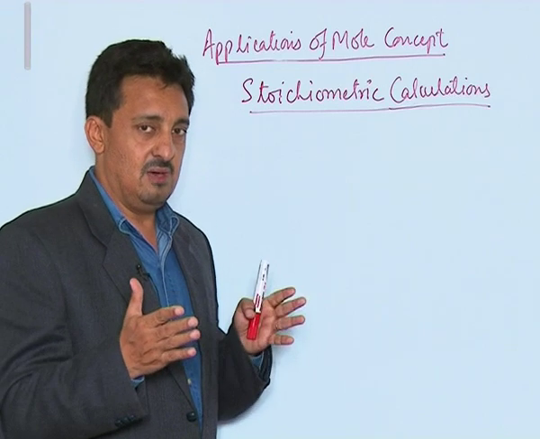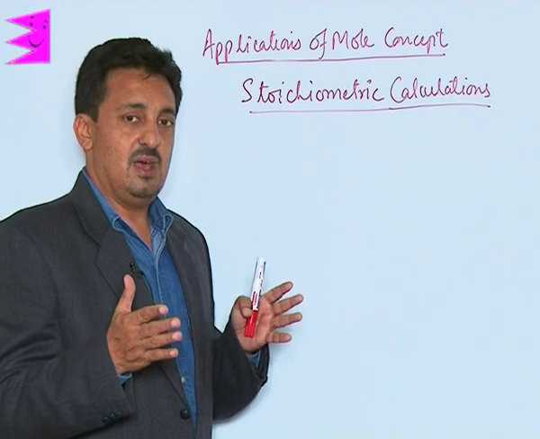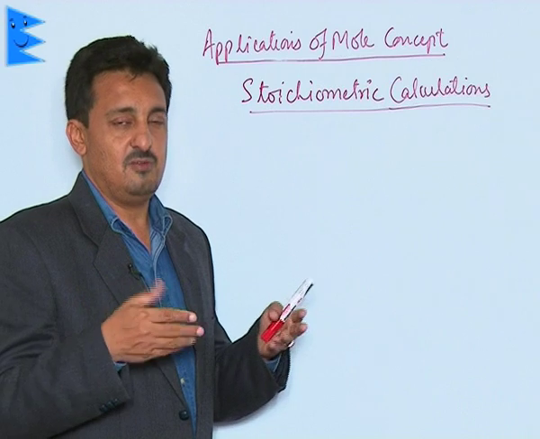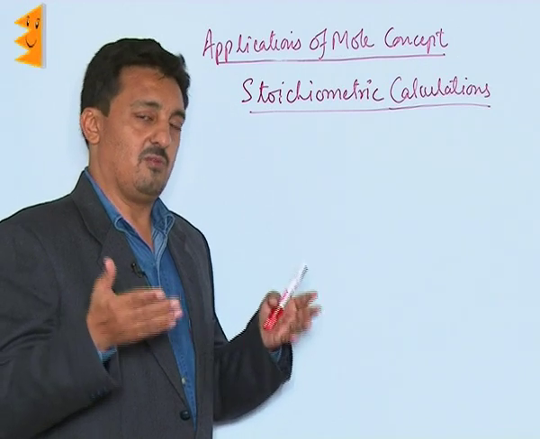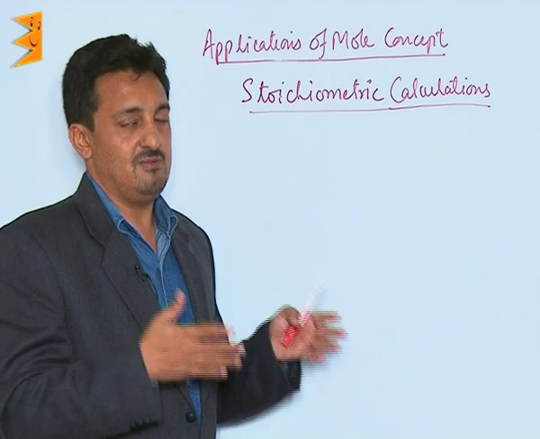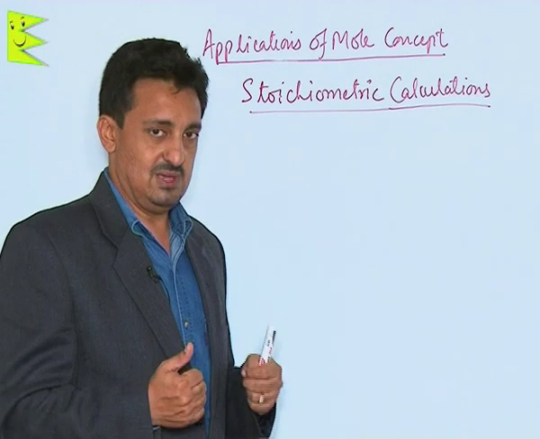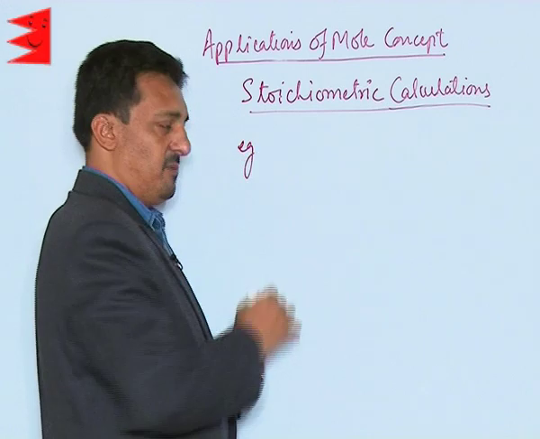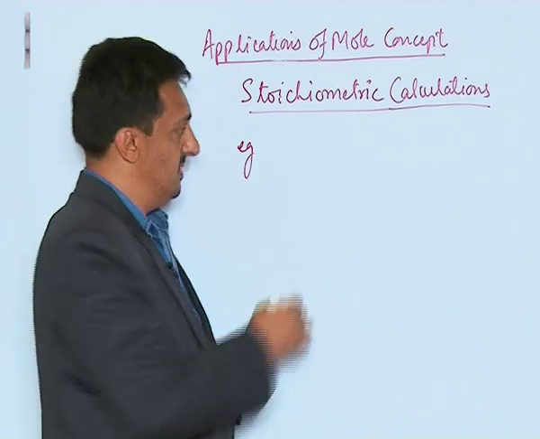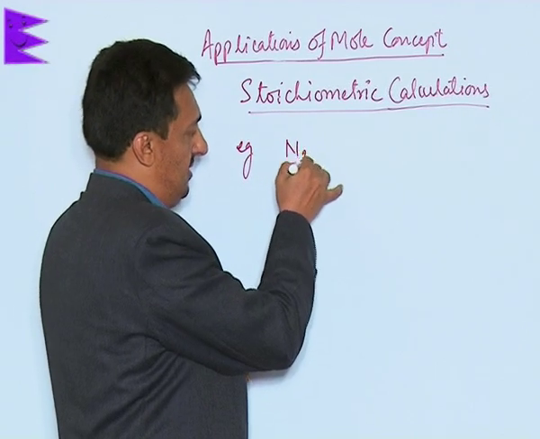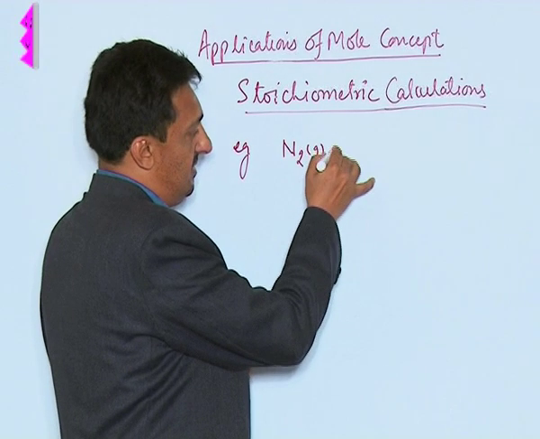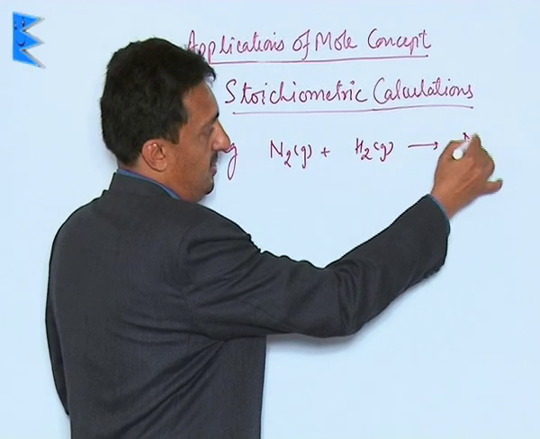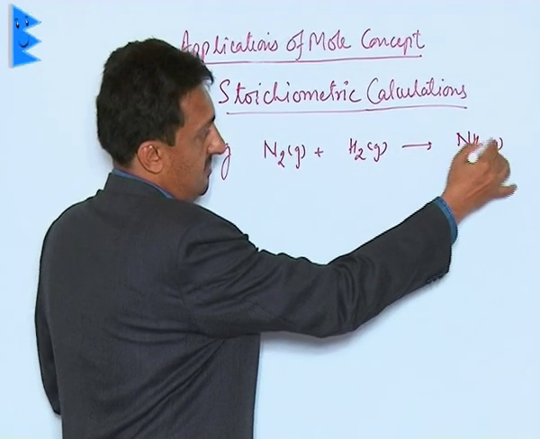So it is a very simple situation. The reactions are given to us, or sometimes they are given in the form of word problems. We have to write down the reaction, balance it, and then use the information of the mole concept. Let us take an example of Haber's process, in which ammonia is prepared. In that reaction, nitrogen gas reacts with hydrogen gas, which gives ammonia gas.